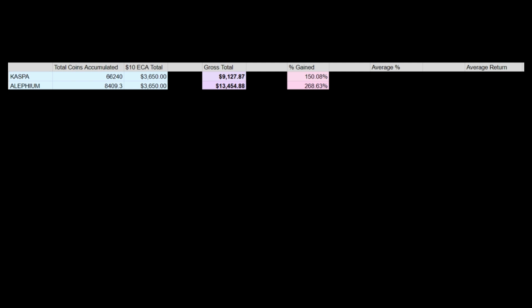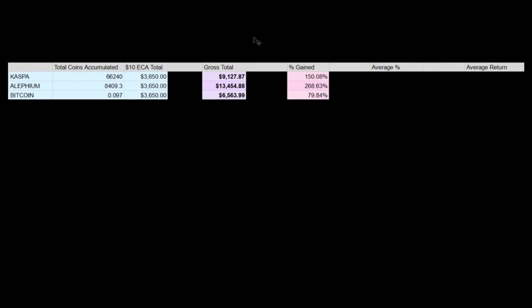So next up, we've got Alephium coming in at $13,454, or a gain of 268%, which surprisingly did outperform Kaspa and was the top performer in the proof of work category. Next up, we've got Bitcoin coming in at just about doubling our initial investment at $6,563, or a gain of about 79%. Now, I don't hold a very large bag of Flux, but I think that a lot of miners would consider that a high conviction coin as far as what they've been holding over the course of the last couple of years.